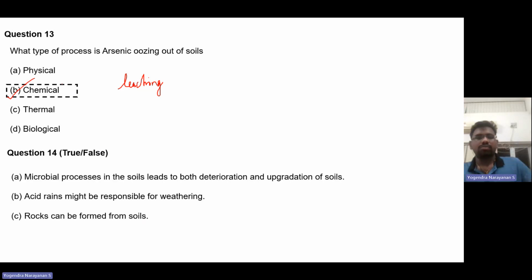So there are three questions. Microbial processes in the soils lead to both deterioration and upgradation of soils. Here it is to be noted that the deterioration and upgradation of soil is in terms of strength.